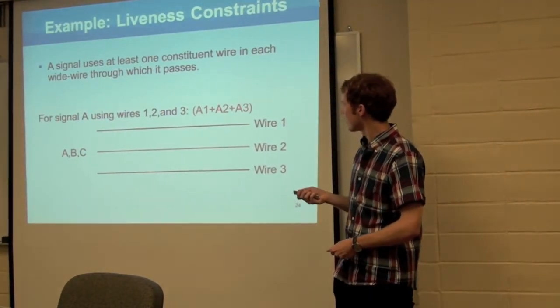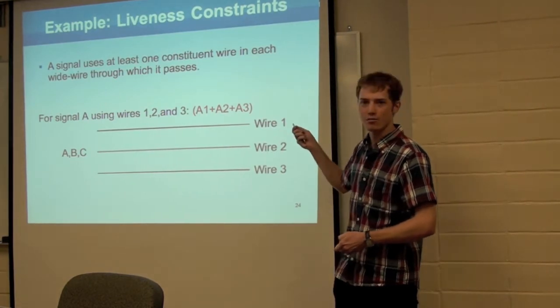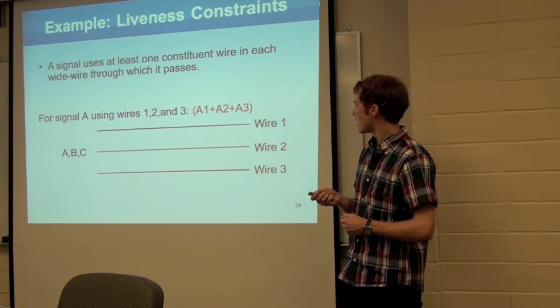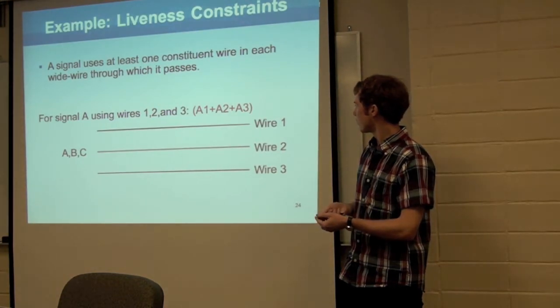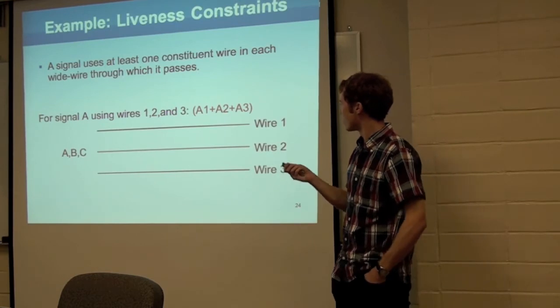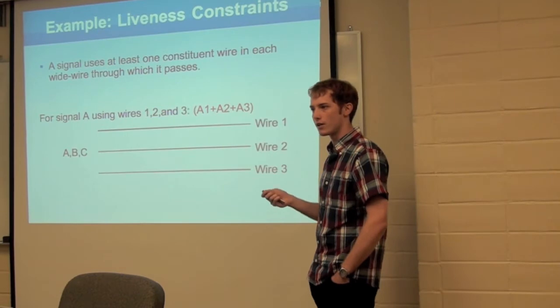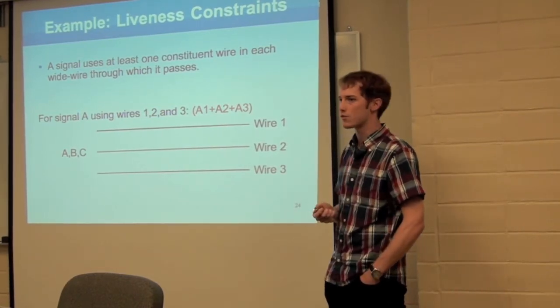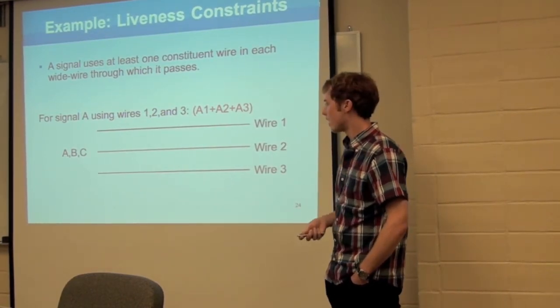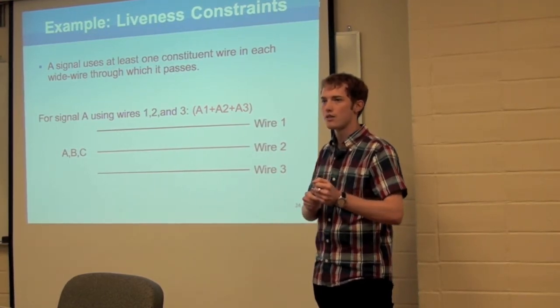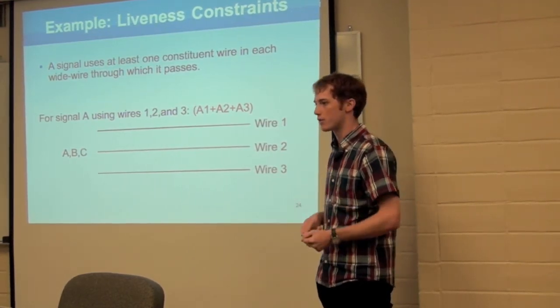And for the liveness constraints, those clauses are actually right. This ensures that A, for example, A1 or A2 or A3, makes sure that A uses at least one of wire 1, 2, or 3. So you can't have the case where A uses none of the wires. If you take this across the whole path of A, this ensures that there's going to be a live path from the source to the sink.